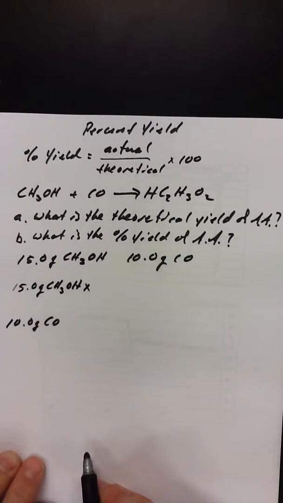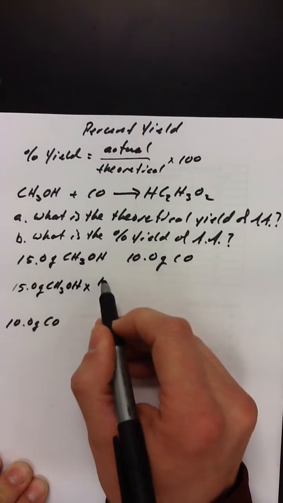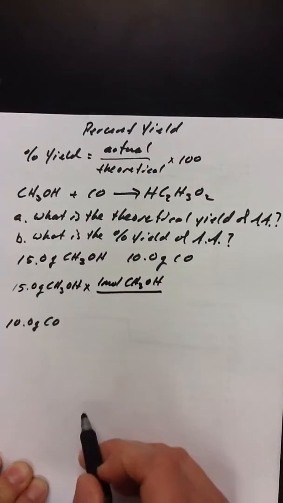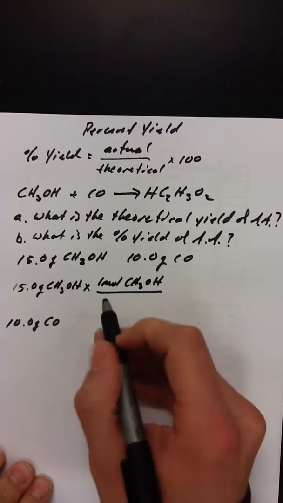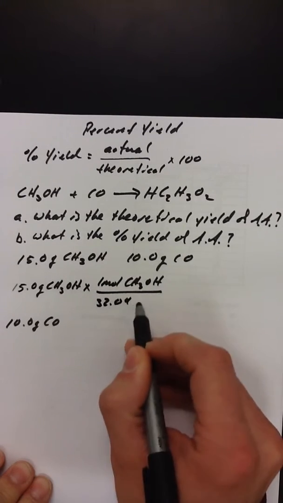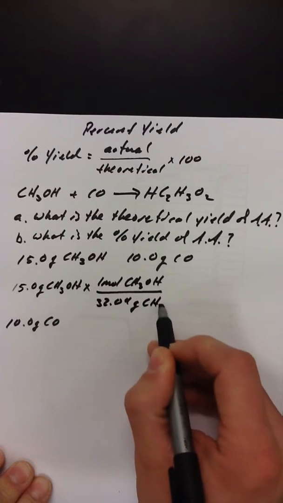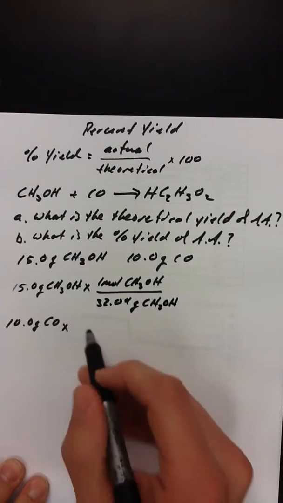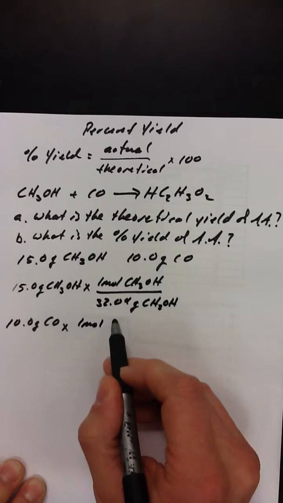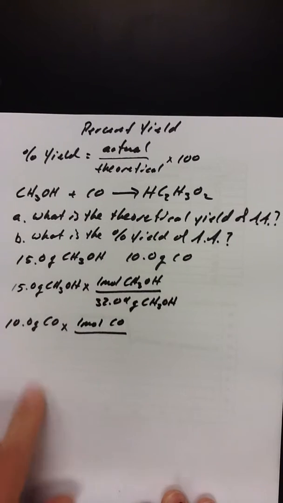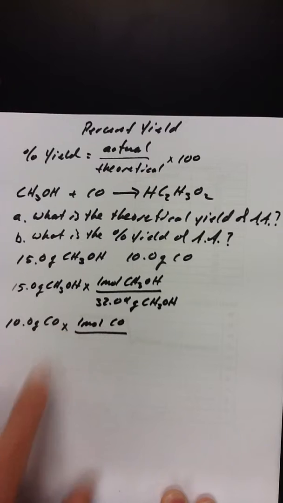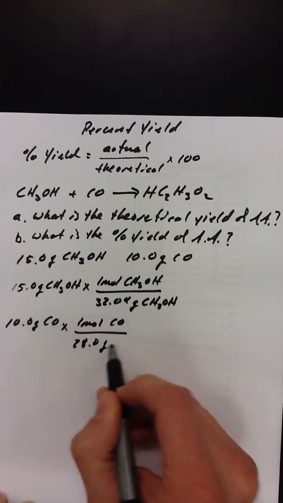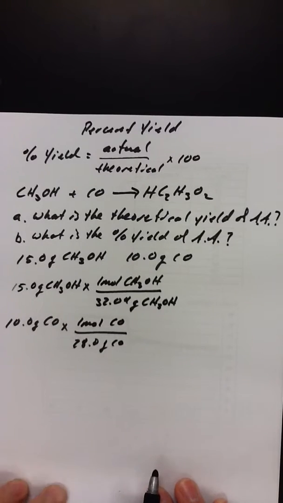We need to convert from grams of methanol into moles of methanol. So 1 mole of methanol weighs approximately 32.04 grams. Similarly, carbon monoxide, we're going to do the same move. 1 mole of carbon monoxide weighs, carbon's 12, oxygen is approximately 16, so 28, approximately 28 grams carbon monoxide.